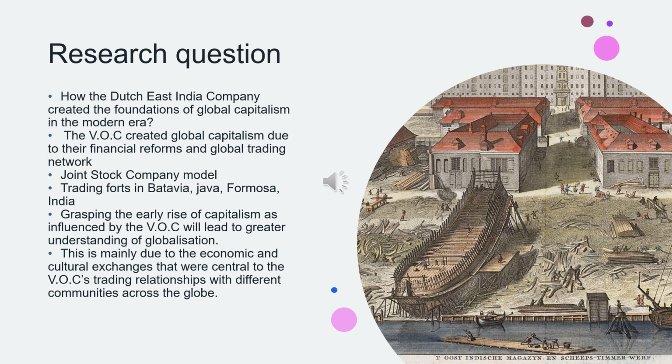My research question aims to understand how the Dutch East India Company created the foundations of global capitalism in the modern era. The VOC created global capitalism due to their financial reforms and global trading network. This was done through the joint stock company model, as well as their global trading empire and forts in places such as Batavia, Java, Formosa, and India.